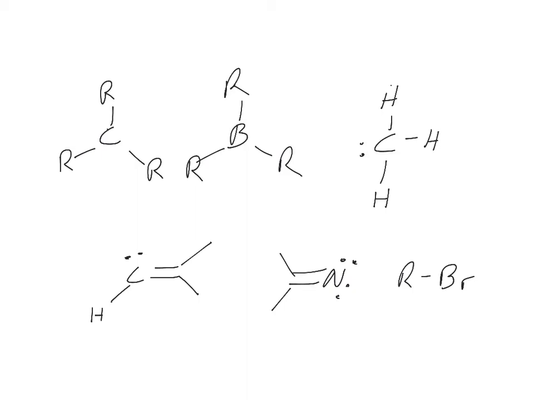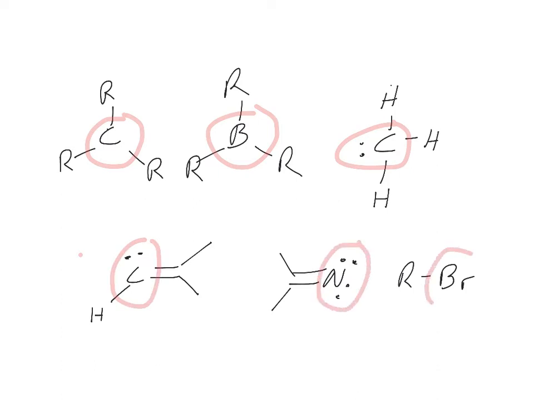I'll circle the atom we want to calculate formal charge for. So we're going to calculate it for carbon, boron, this carbon, nitrogen, and bromine. And I will add in the bromines' lone pairs. If I haven't put lone pairs in, assume there are no lone pairs there. So take a couple minutes and see if we can figure out the formal charges for all those circled elements.